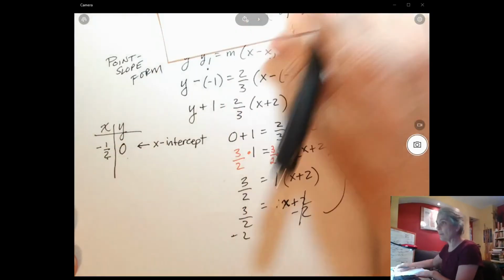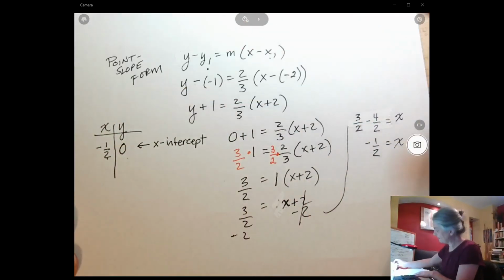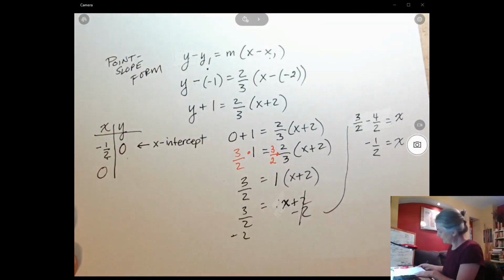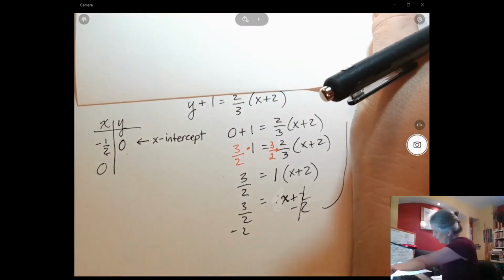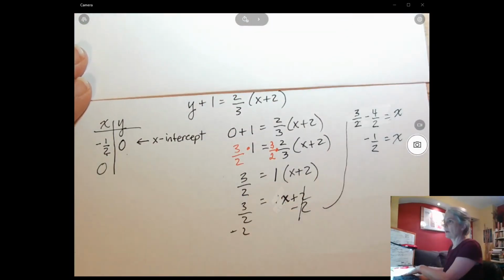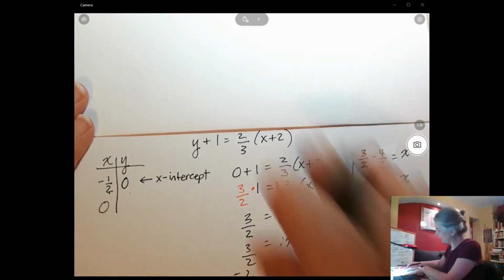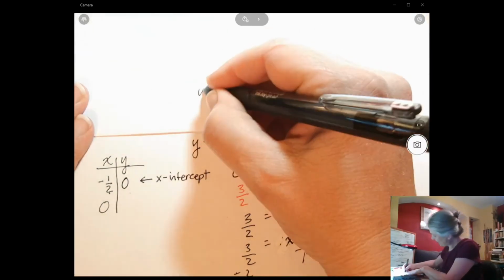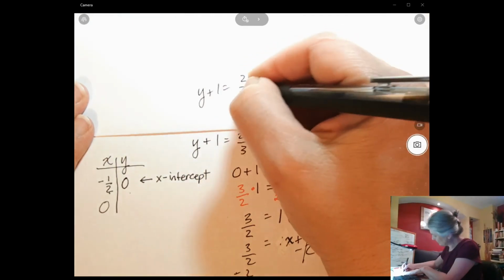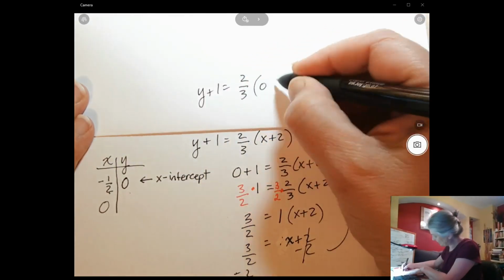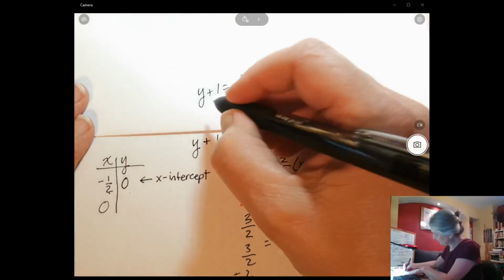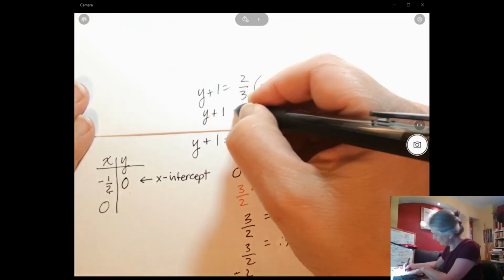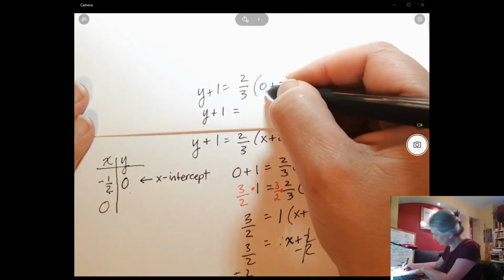And the y-intercept is where we set x equal to 0. So let's take our equation once again. The equation is right here. And let's do that work up here. So if we set y plus 1 equal to 2/3 and set x equal to 0, what is going to happen? This is going to be y plus 1 is equal to, well, 2/3 times 0 is 0.